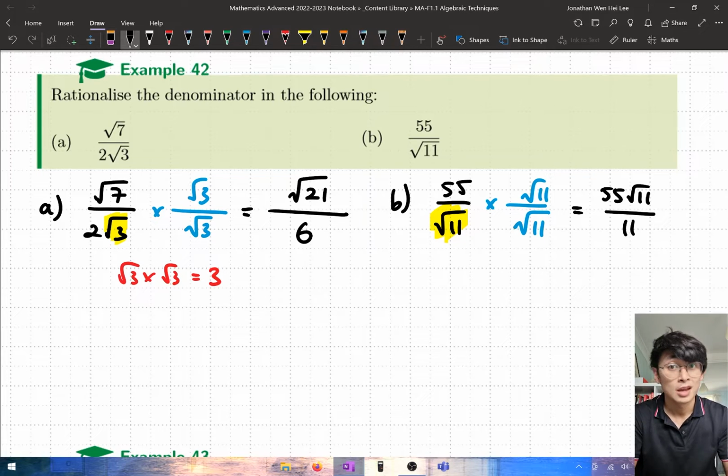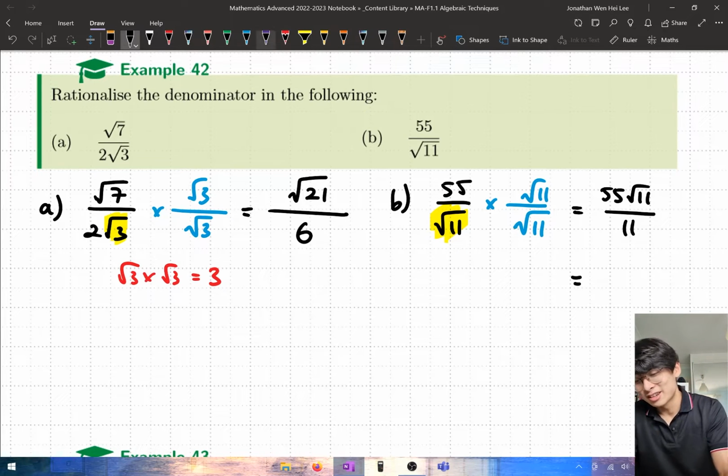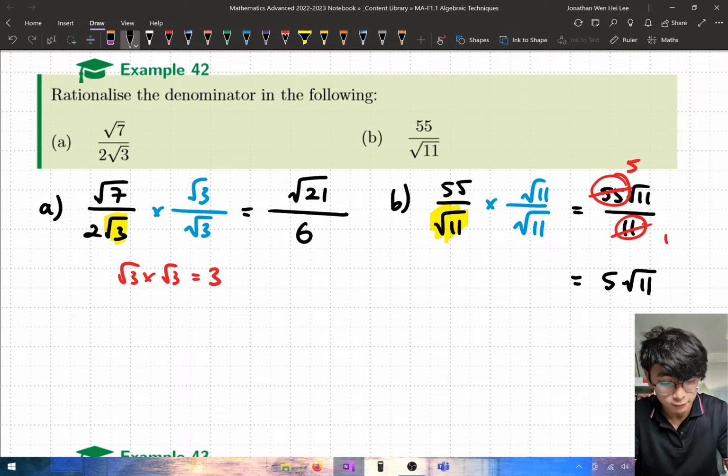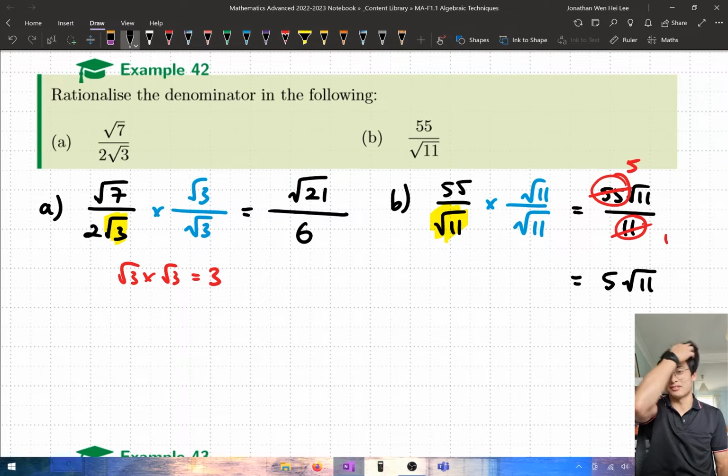Now at this point, we should also check our fraction. Can we simplify this fraction? If you have a look, we can actually divide both top and bottom by a common factor. This 55 and this 11 have a common factor of 11, so I can cancel this out, and 55 divided by 11 will give me 5, so when I cancel it out, this gives me 5 square root 11.